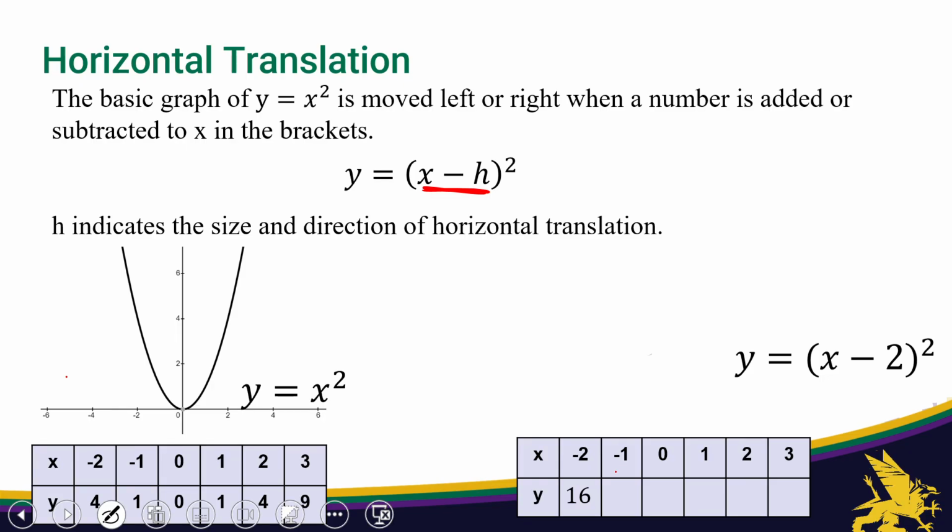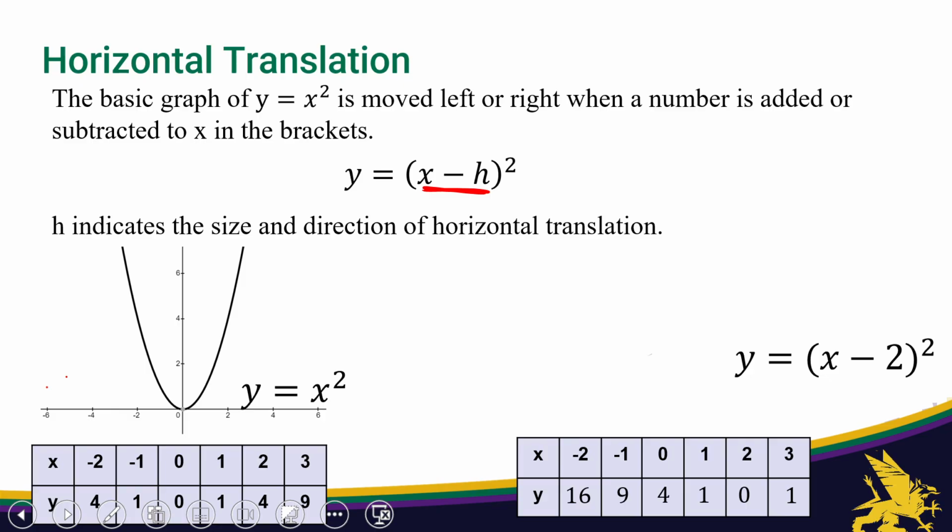-1, -1 take away 2 is -3. -3 squared is 9. 0 take away 2 is -2, squared is 4. 1 take away 2 is -1. -1 squared is 1. 2 take away 2 is 0. 0 squared is 0. And 3 take away 2 is 1.